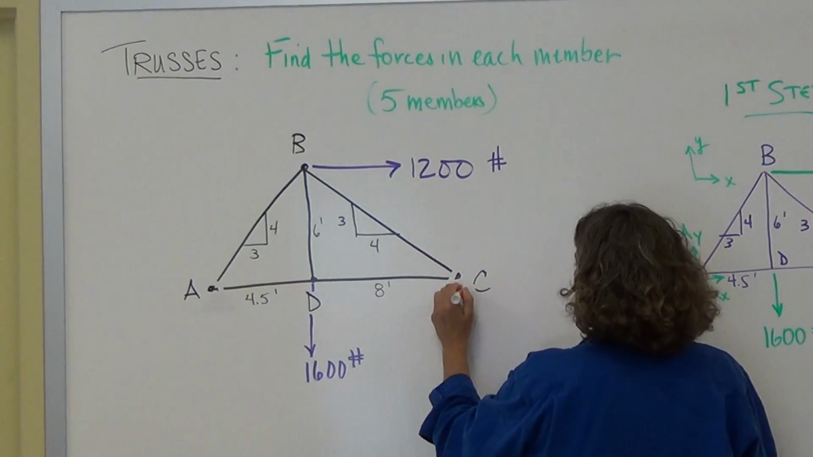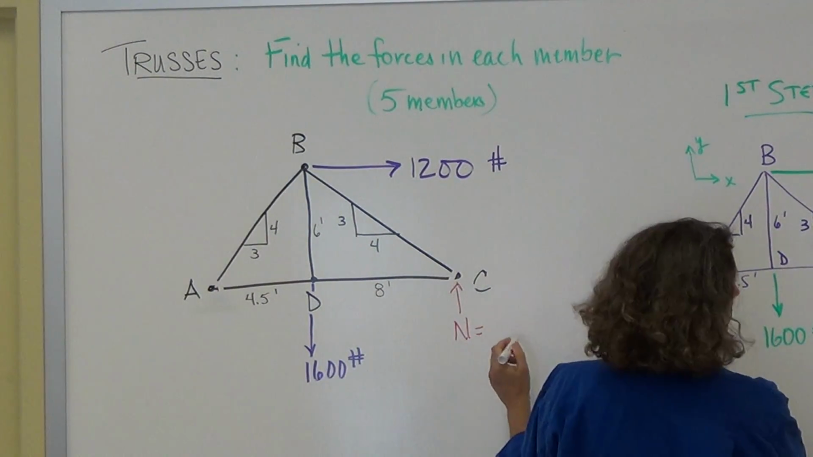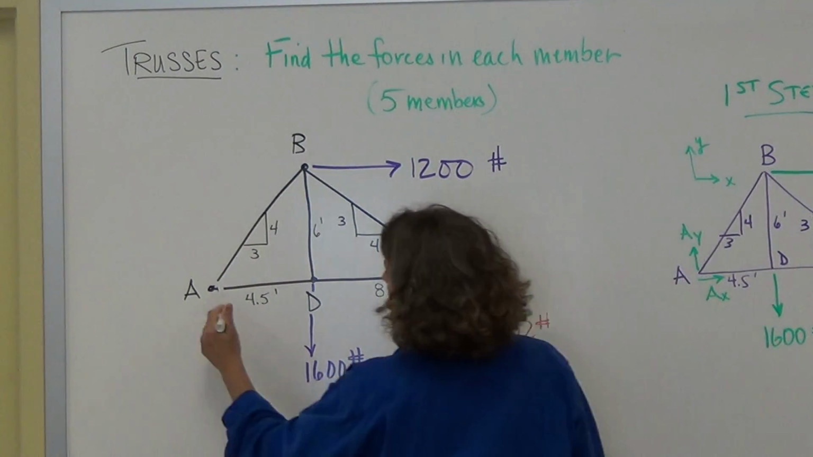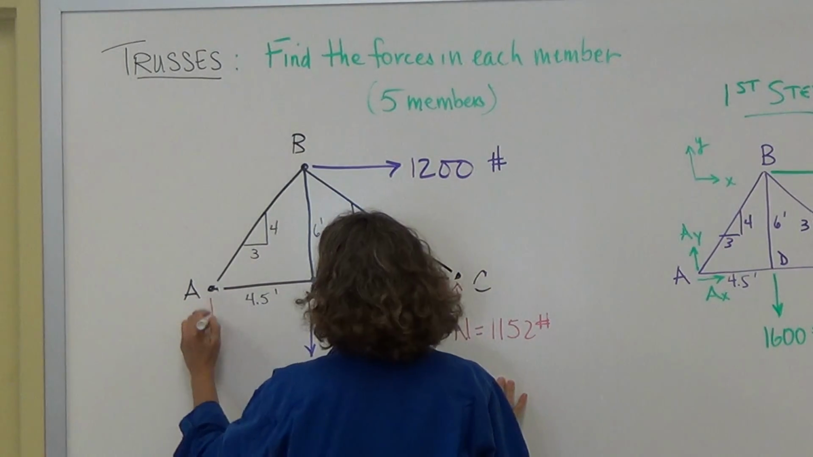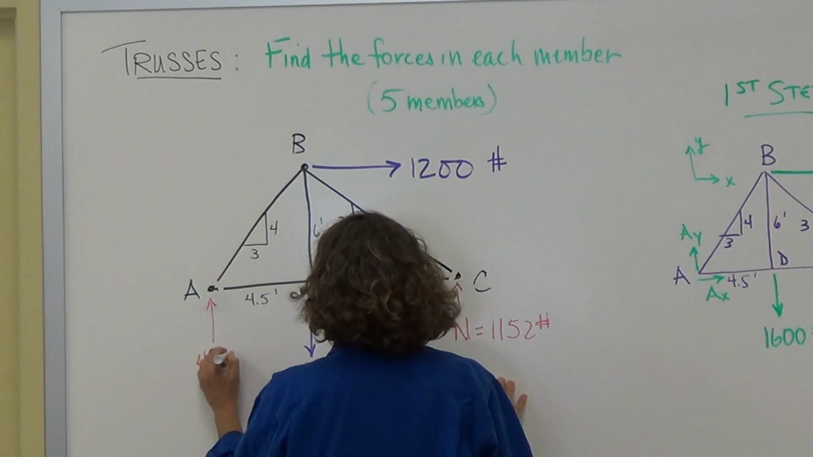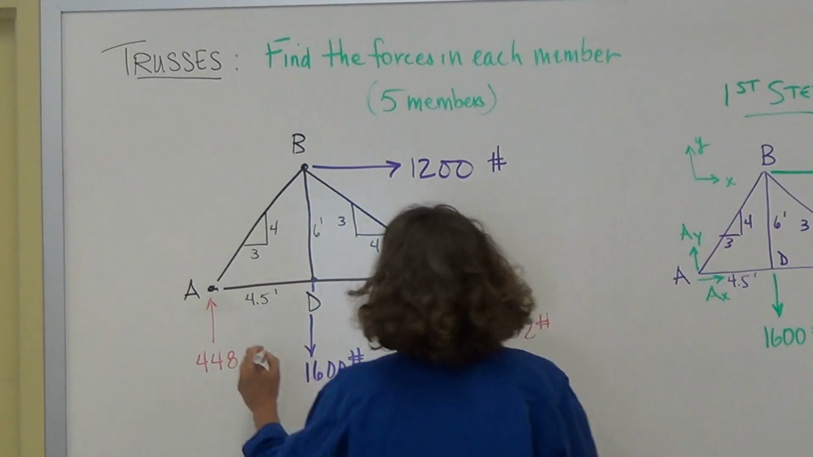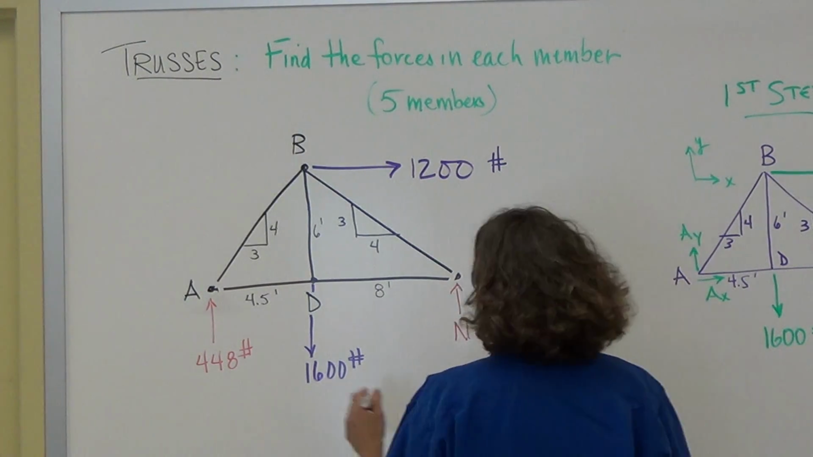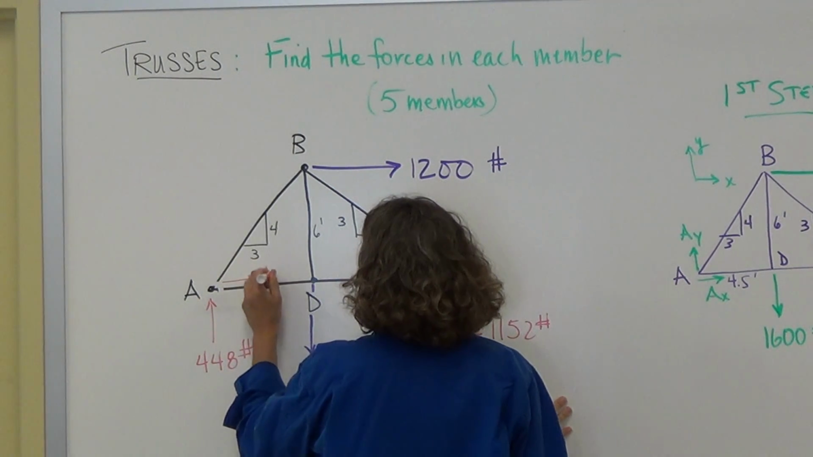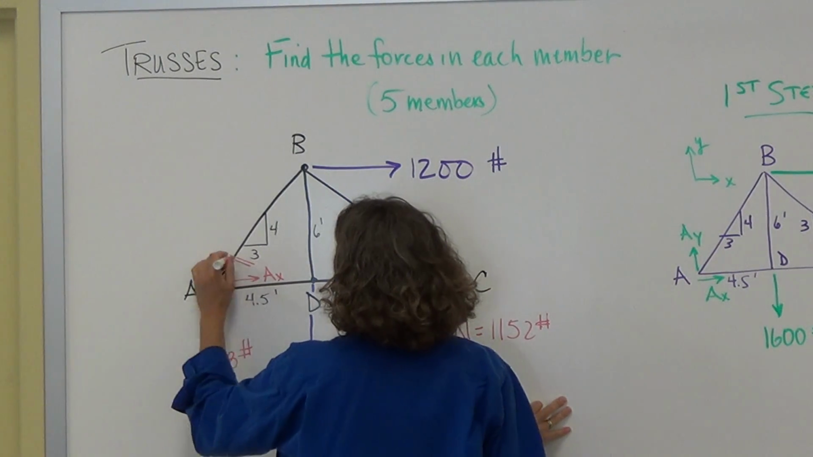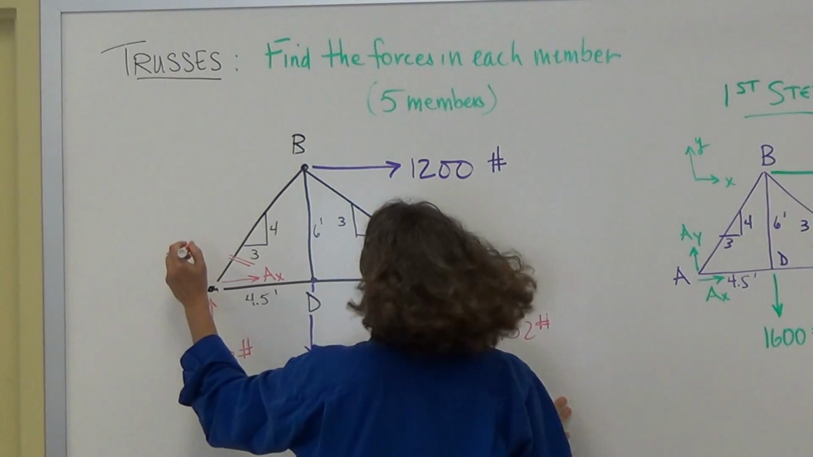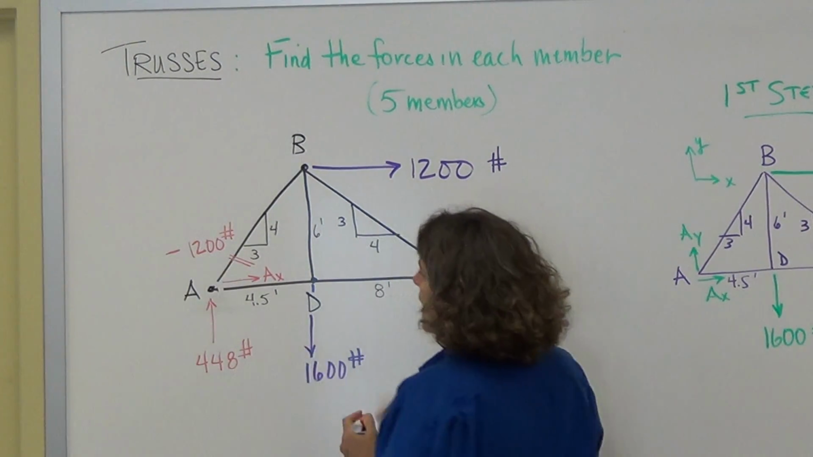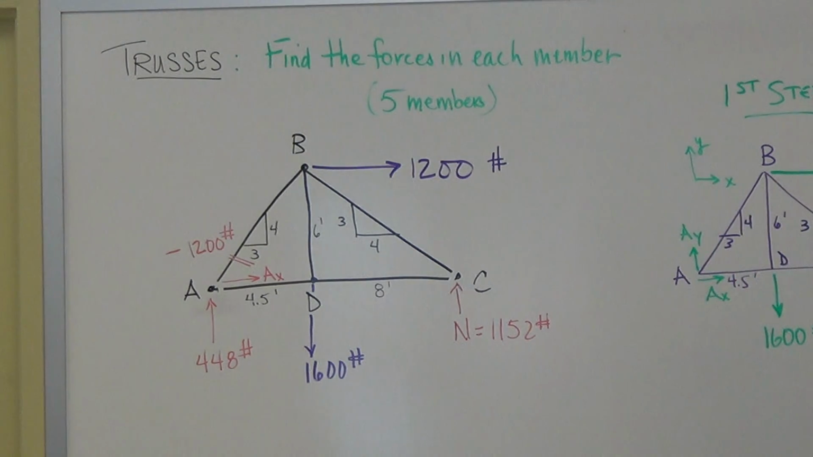And I'm going to put a normal now of 1152 pounds. And I have an AY of 448 pounds. And I have an AX, I'm going to leave it drawn in the same direction I have it. So I have an AX that's equal to a negative 1200. So I'm not changing the direction, I'm keeping the direction the same.